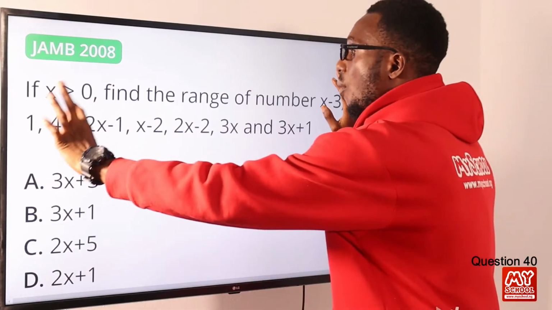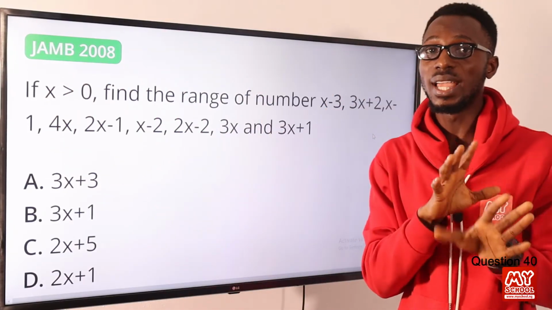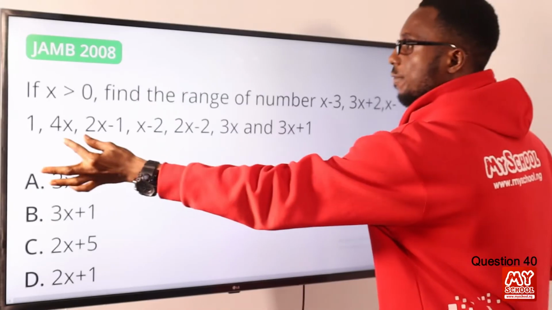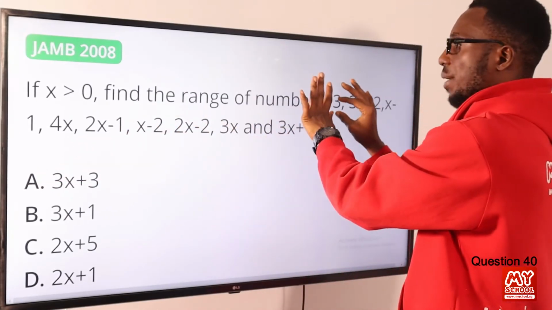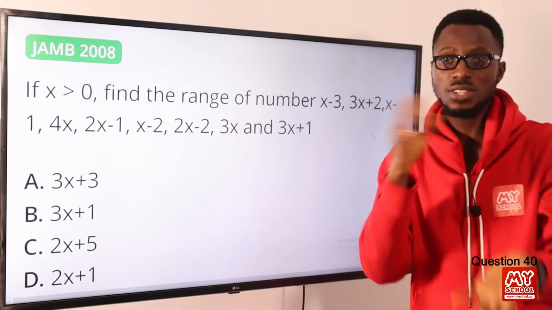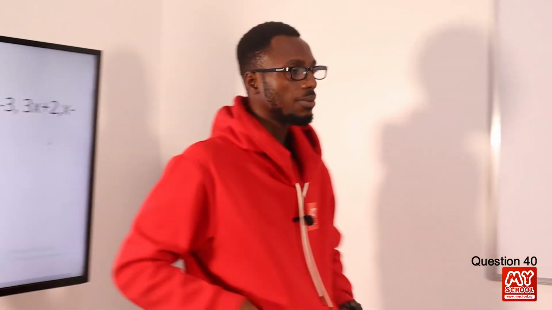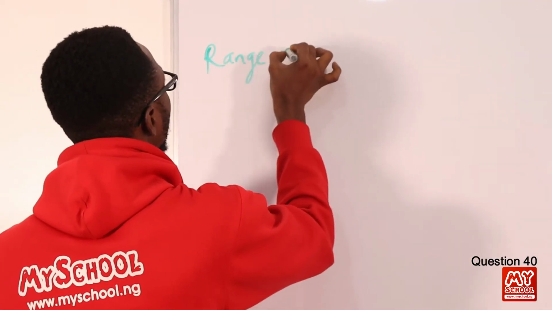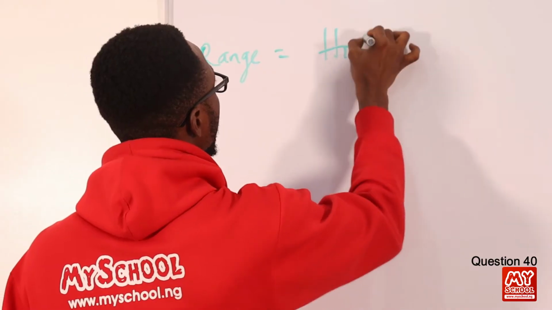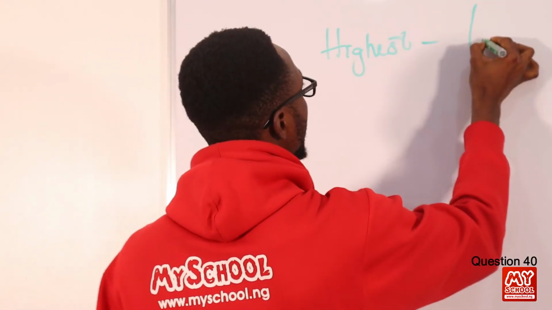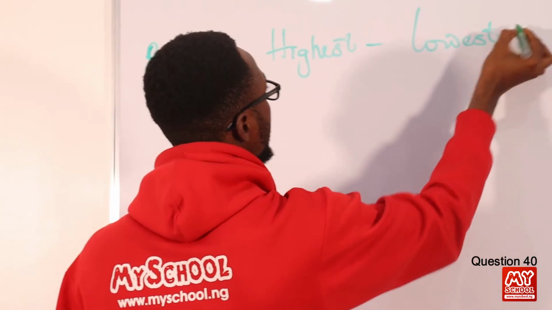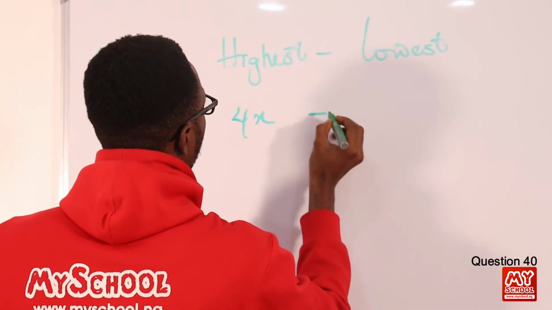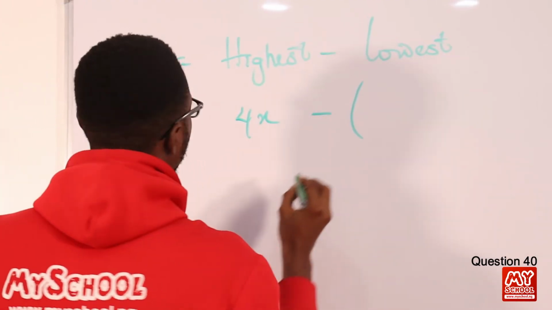This will be our highest, on the condition that the value of x is bigger than 2. Okay, please, for stability. So that will be 4x minus x minus 3. So highest minus lowest. So let's go back to the screen to run a confirmation. So remember, range, that is highest, right, minus lowest. So the highest is 4x minus the lowest, that is x minus 3.